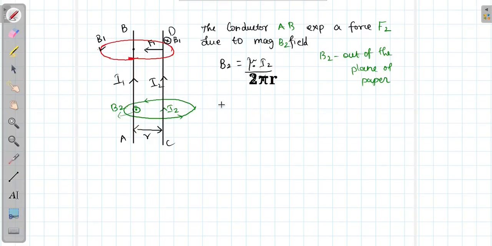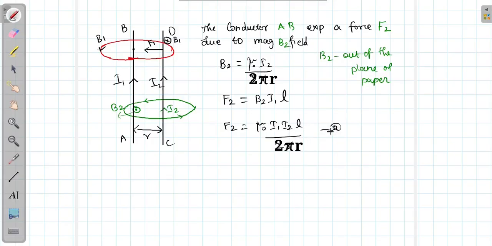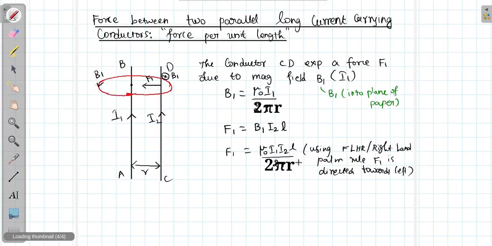Now F2 is due to the current I1. Therefore, B2 I1 L. Now insert the values. F2 becomes mu naught I1 I2 L divided by 2R. Consider this as equation 2, and the previous one as equation 1. Now compare 1 and 2, both are equal.